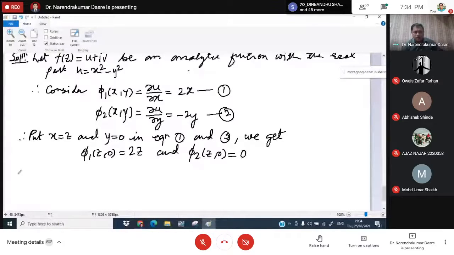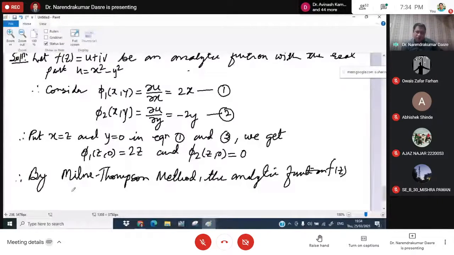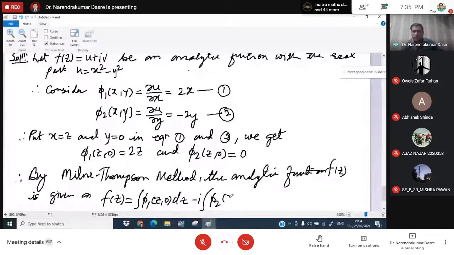And now, by the fourth step, by the Milne-Thomson method, the analytic function f of z is given as, so what is f of z? I'll suggest you always write the formula. It is going to be the integral of phi 1 of z, 0 dz minus i times the integral of phi 2 of z, 0 dz plus c.